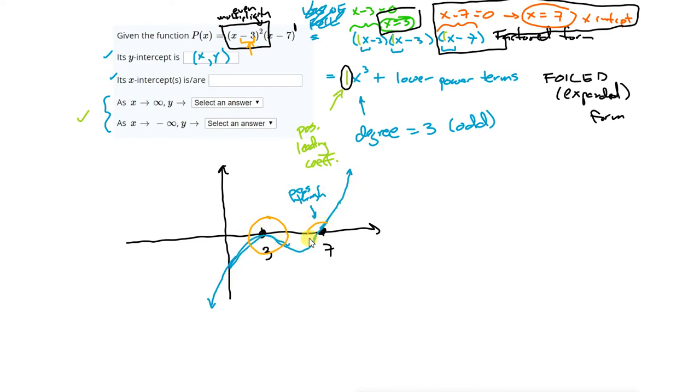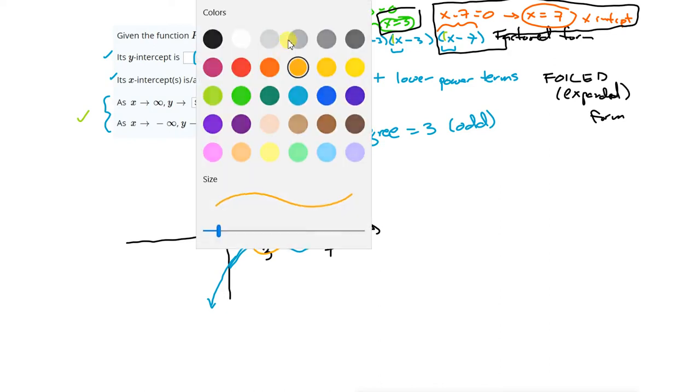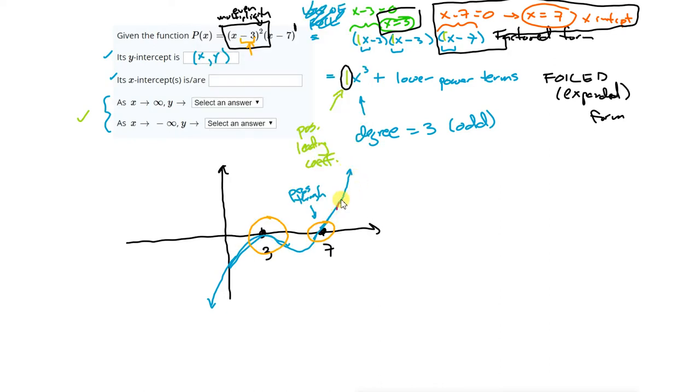Notice the behavior at the two x-intercepts lines up with the end behavior. We already knew the end behavior was going to be up to the right because we have a positive leading coefficient right here. And we knew it's going to therefore go down to the left because we have an odd degree, which means if you go up in one direction, you go down in the other.